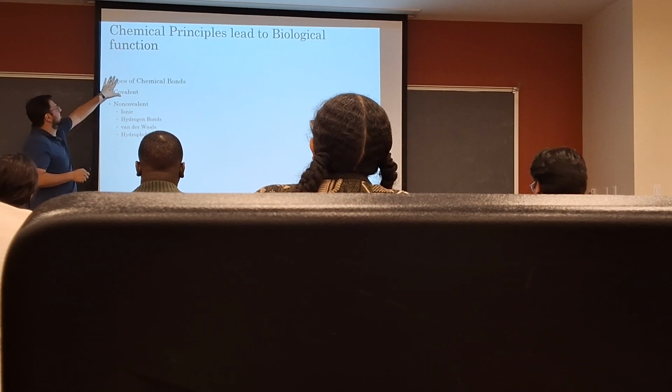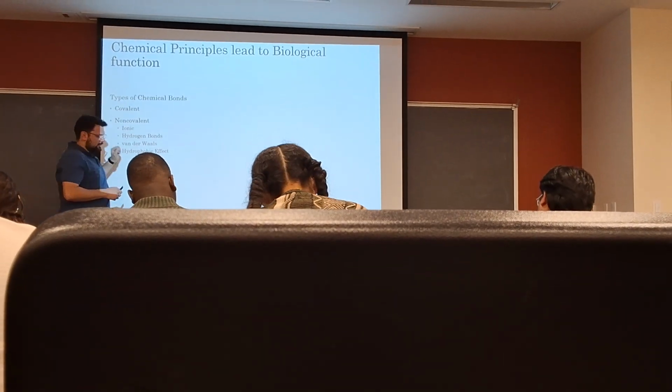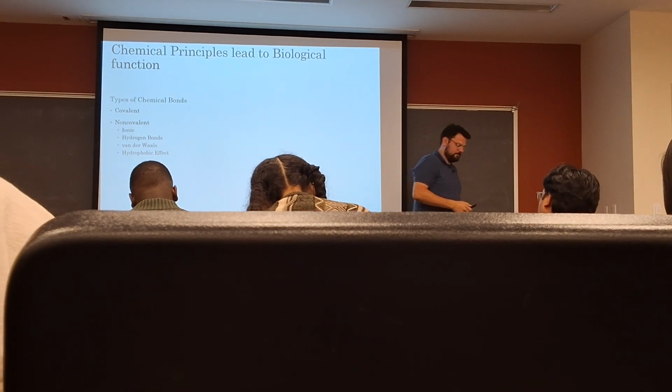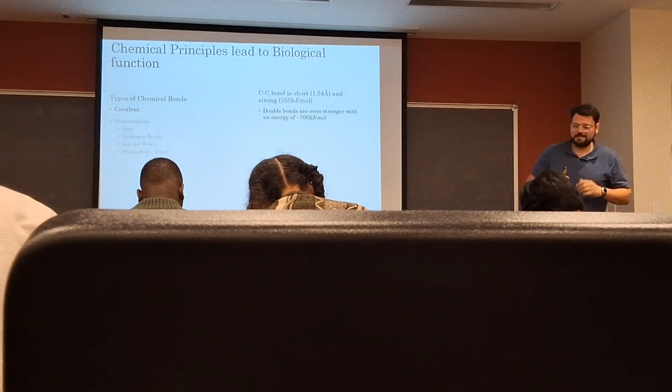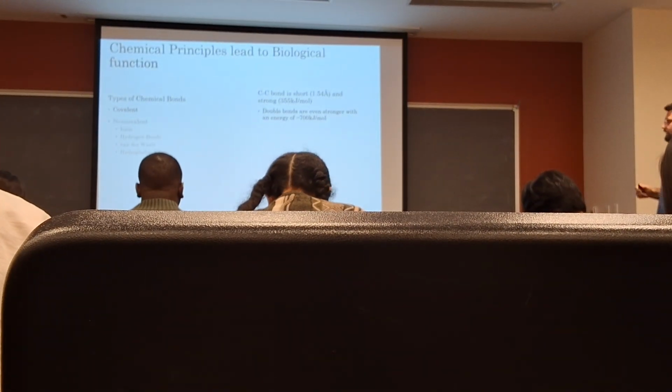So now let's look at the different types of chemical principles, different types of interactions that we're going to encounter in this class through the lens of DNA, just to be able to put an example to it. So let's start with the types of chemical bonds, covalent and non-covalent.